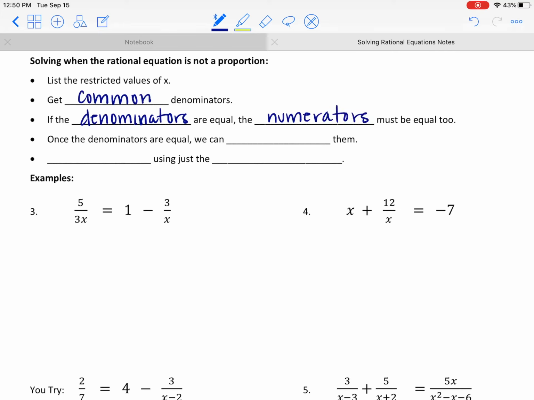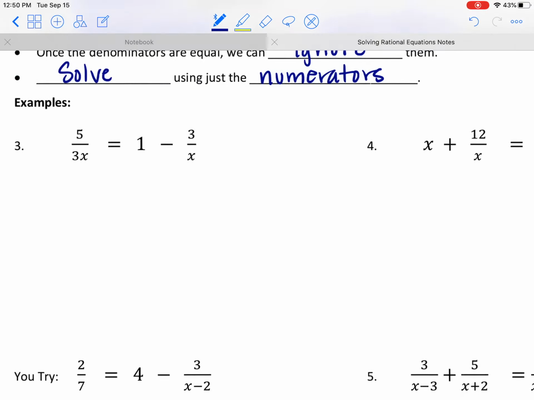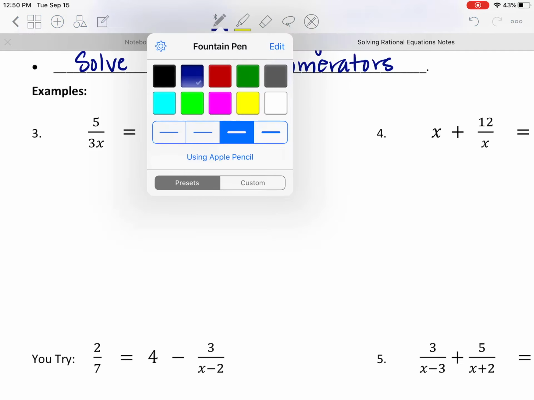So in essence, once the denominators are equal, we can ignore them. We're not canceling them out or anything. We can just ignore them. We no longer need them to solve. So we can solve using just the numerators. Okay, so let's try it out here.